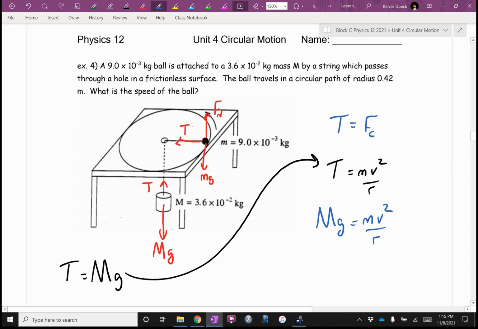So in this setup, as far as I'm concerned, there are 5 variables: big M, little m, g, v, and r. I can give you any 4, find the 5th. Then you would have this, 4 pi squared r over.